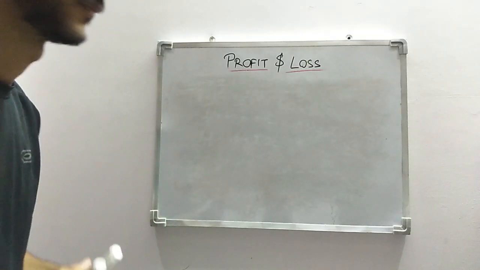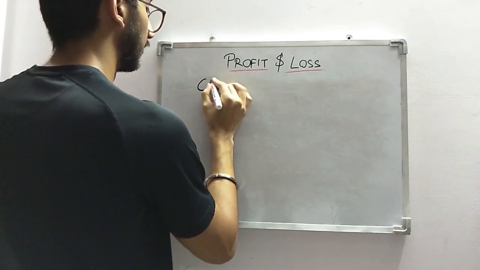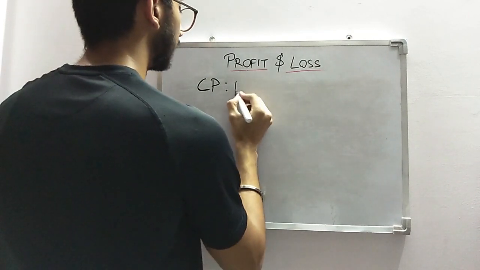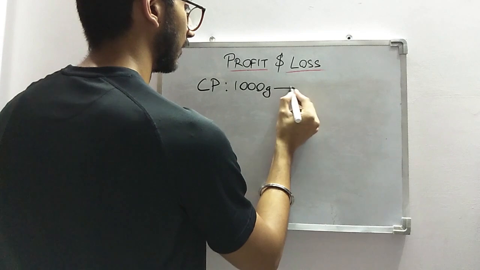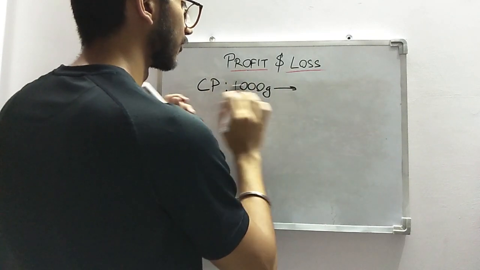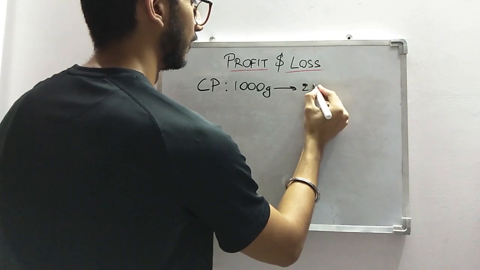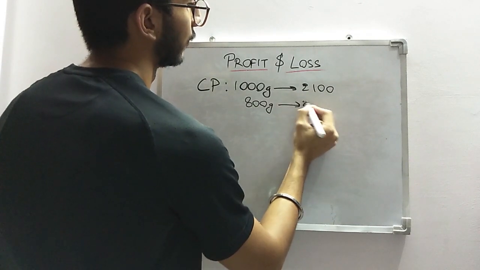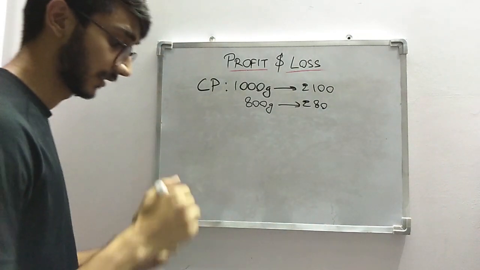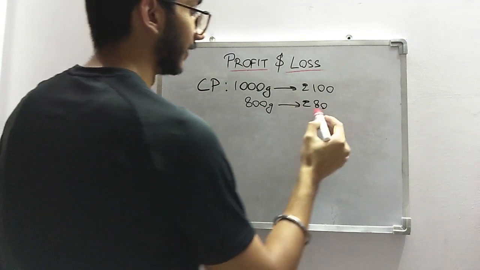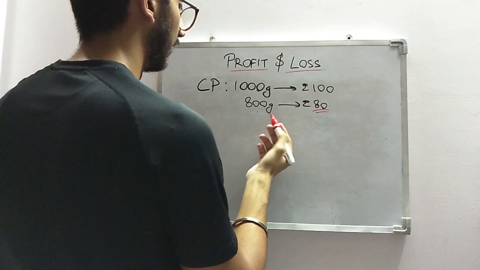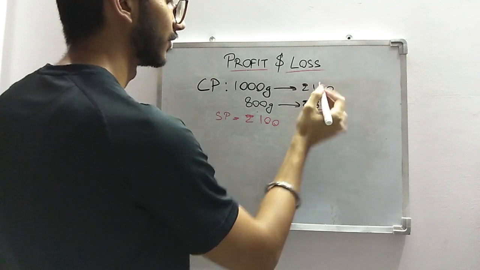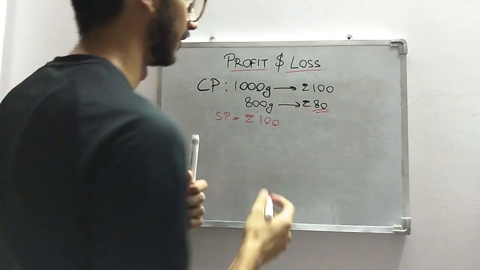Now come back to the board. So we can say that, let's assume the cost price at rupees 100 for a kg. Right, his cost price for 1000 grams is 100 rupees. So that is obvious that 800 grams will cost him 80 rupees. So now the cost price is 80 because he's selling me 800 grams, and the selling price is 100. That was his actual cost price that he claims to be selling, right?